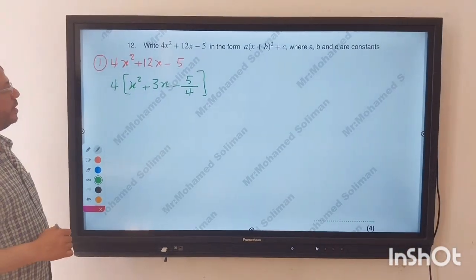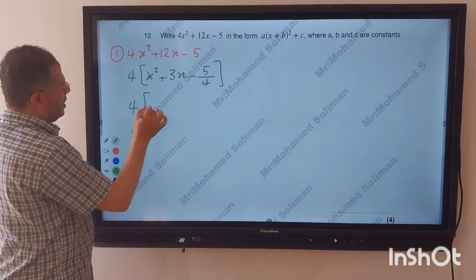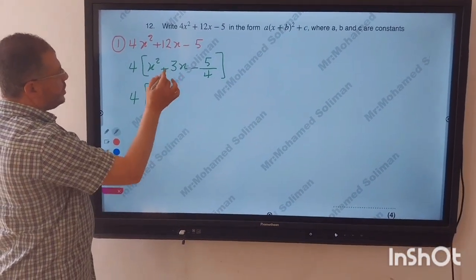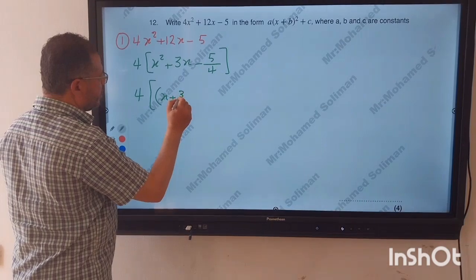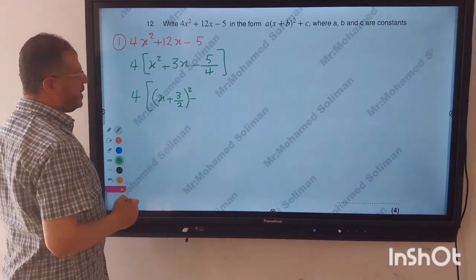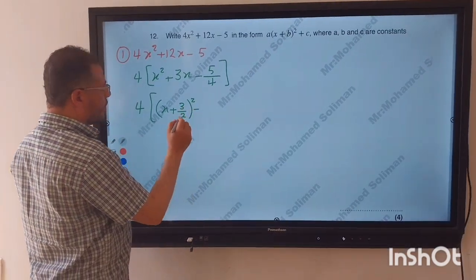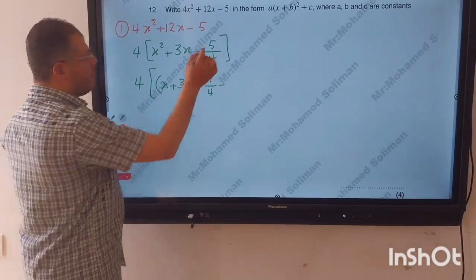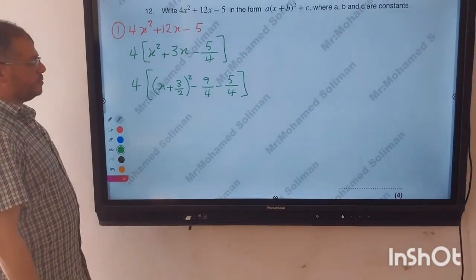Next, we will work with this quadratic equation. Don't forget this 4. Then I open bracket (x plus here 3. Okay, no problem. 3 out of what? It will be 3 over 2, all to the power of 2. Then minus, minus what? Minus here 3² over 2², it will be 9 over 4. Minus 5 over 4. Then close the bracket.